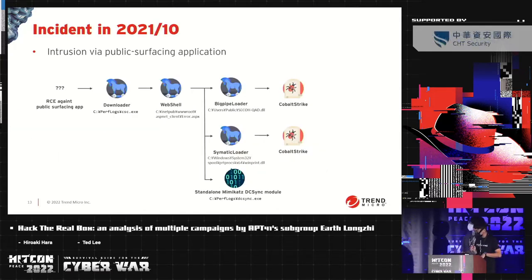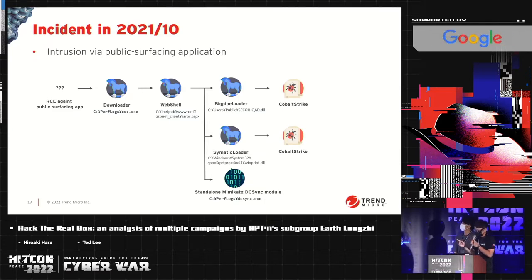Okay, so here's the case. In the previous slide, I mentioned they have two different attack vectors, but in most cases it's the spearphishing attachment. This case is one of the few cases we found where they are trying to use a public-facing application to run and deploy their malware.